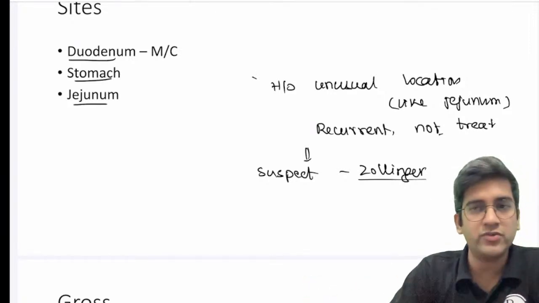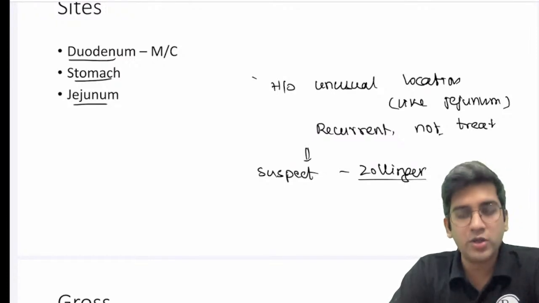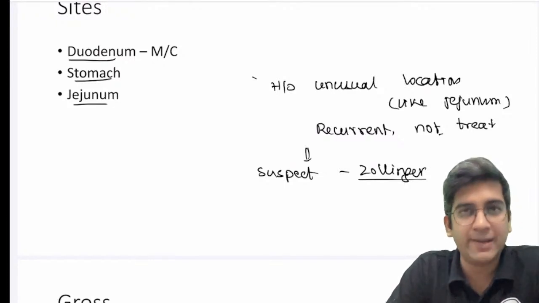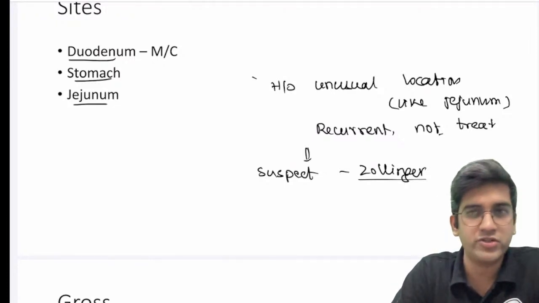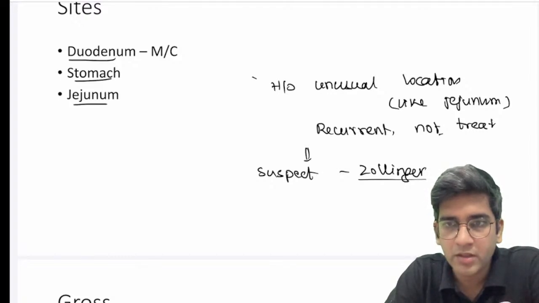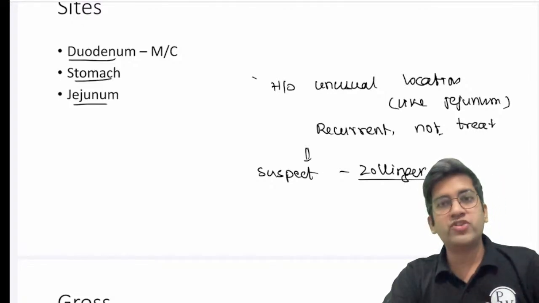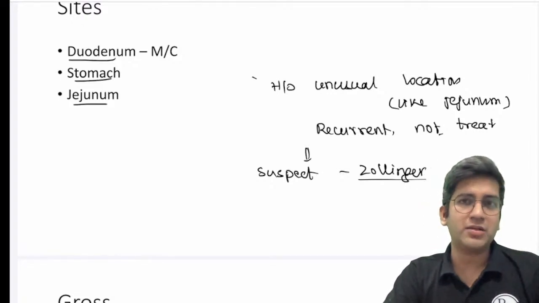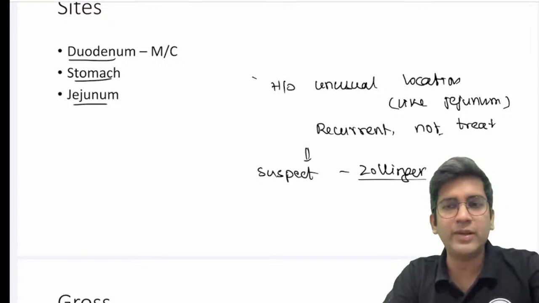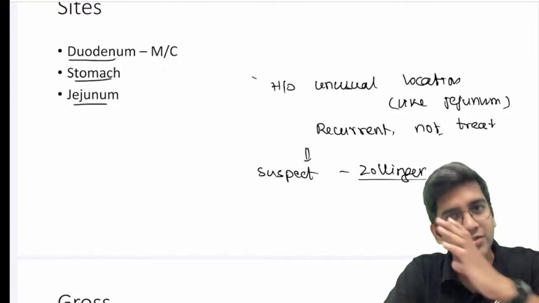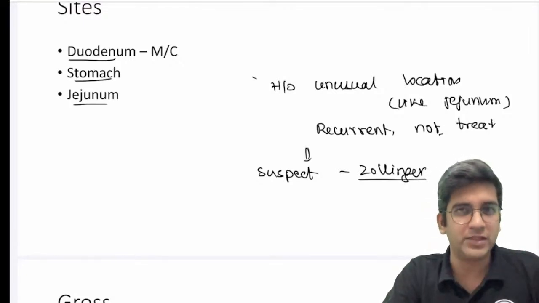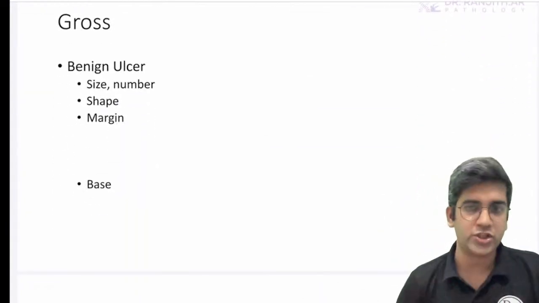This will be the history of Zollinger-Ellison syndrome. Unusual location, recurrent, and I'm not able to treat the gastric ulcer. Think of Zollinger-Ellison syndrome, fine? Because food will increase the mucus secretion when the food passes the stomach, and when the food goes to the duodenum, in that way it increases. That's all. Mucus lines the ulcer, less symptom. That's all, right?